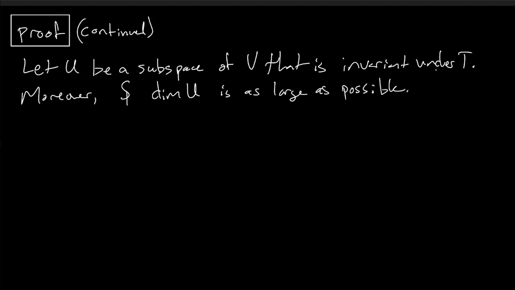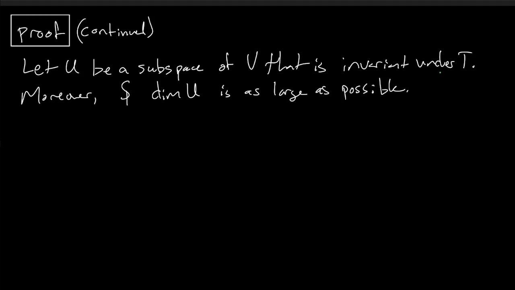That is, if T has a bunch of different subspaces that are invariant under it, let's pick one that's got as big a dimension as you could possibly have. Maybe there are multiple ones that have high dimension, but have the highest dimension. But let's just pick one of those ones. It doesn't matter which one. We've picked one. Okay, cool.